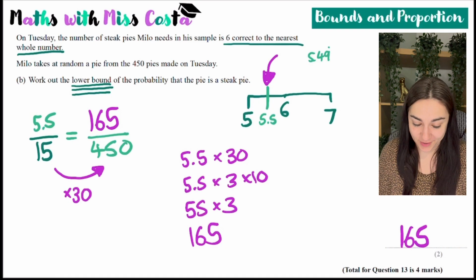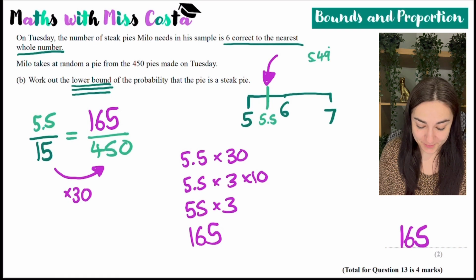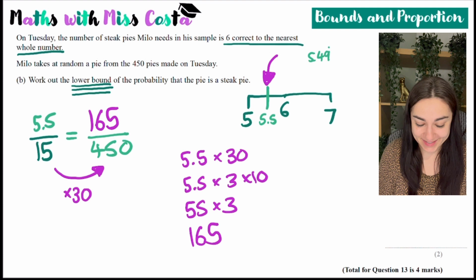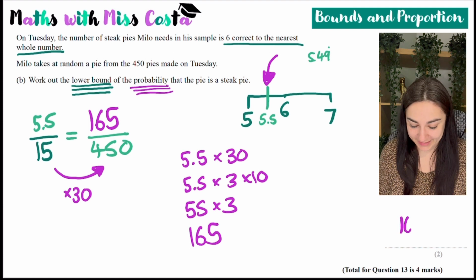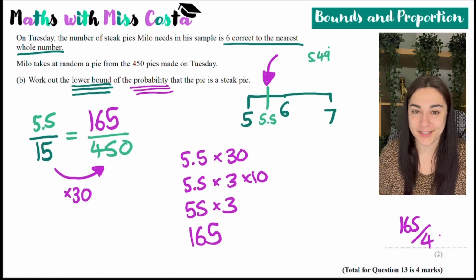So you know that it's 165 pies, but it says write it as a probability. So make sure you always read the question carefully. So that would be 165 over 450.